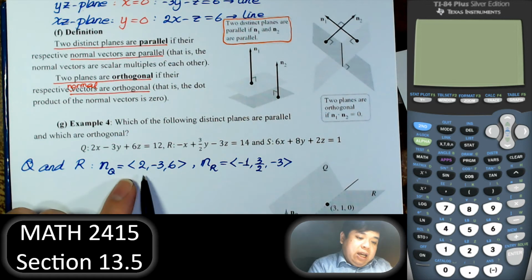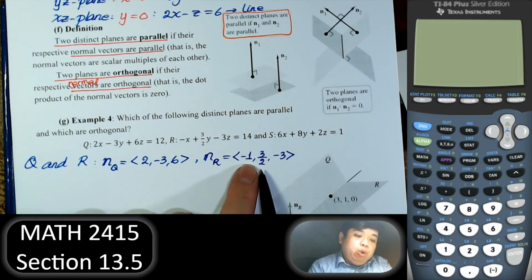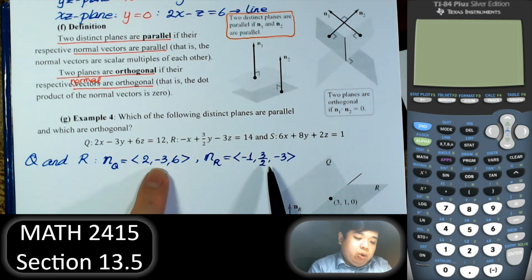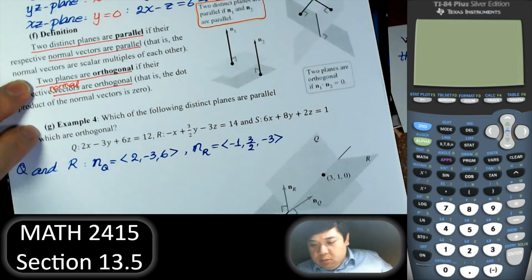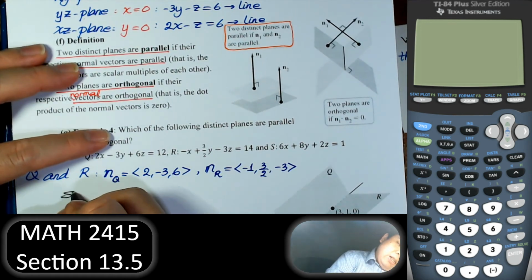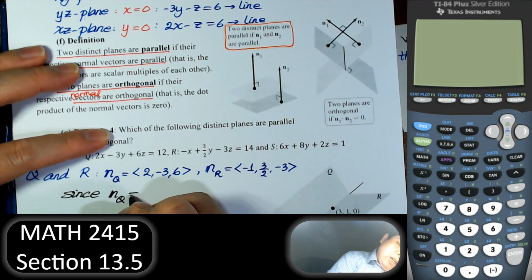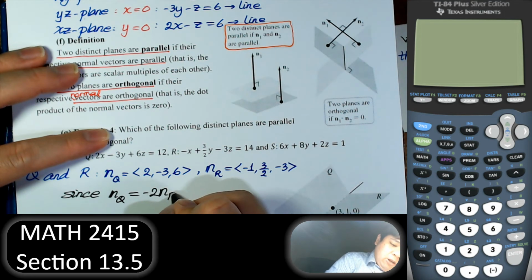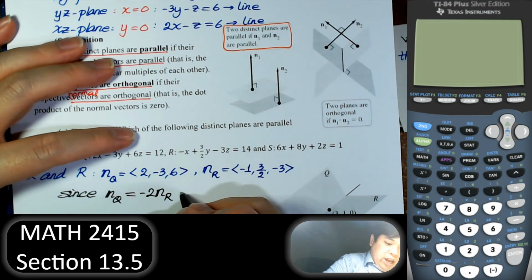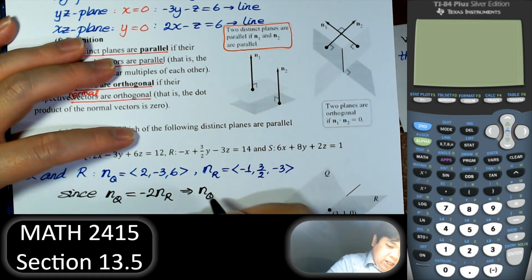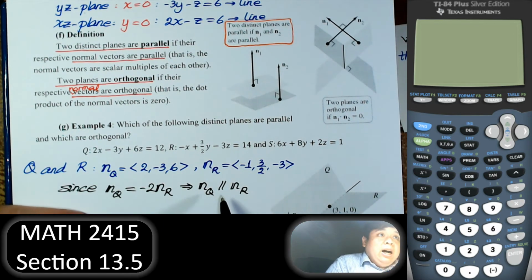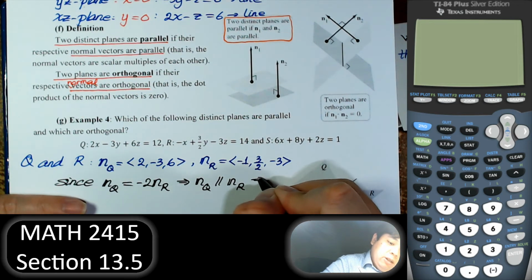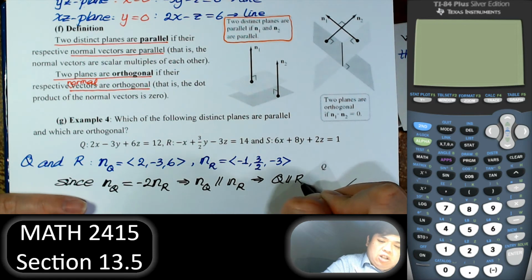So notice that if you multiply -2 from here, it gives us 2, -2 gives us -3, -2 gives us 6. So I'm just going to write, since NQ is equal to -2 times NR, one of them is a multiple of the other. So we have the normal vector NQ parallel to NR. If the normal vectors are parallel, the planes are parallel too. I just use this notation for parallel.